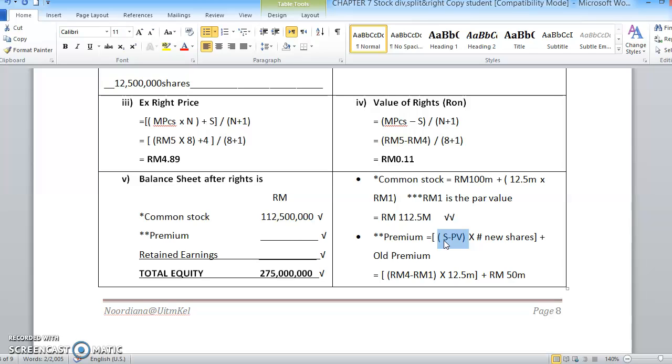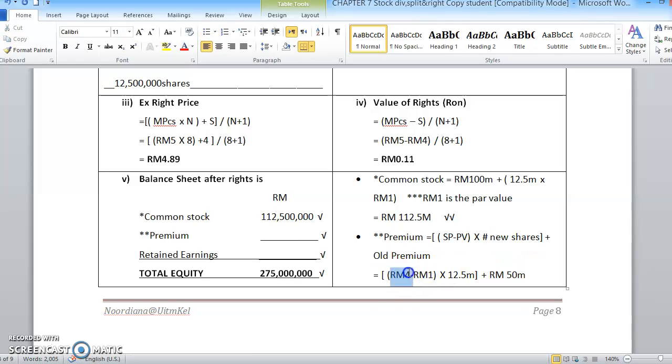You have to take the subscription price or SP tadi minus par value. Darab dengan number of new shares. Okay. So this is the additional new premium. Jangan lupa tambah balik dengan old premium yang lama. Okay. So, jumlah kenaikannya adalah selling price tolak par value darab dengan jumlah share yang baru.